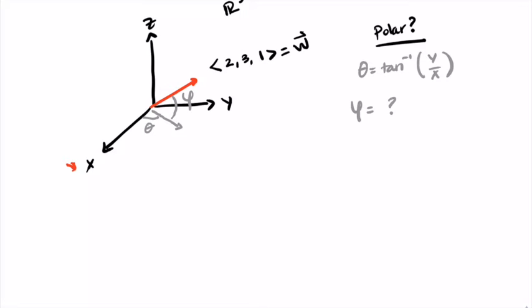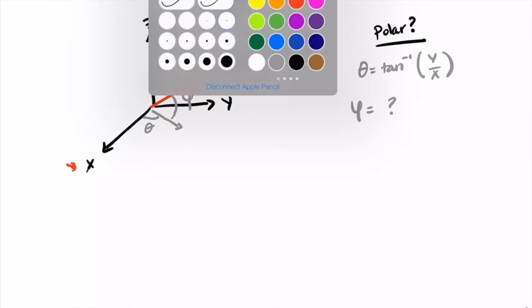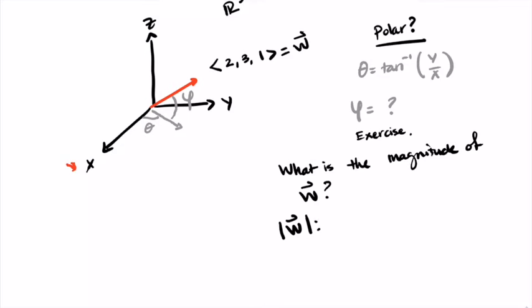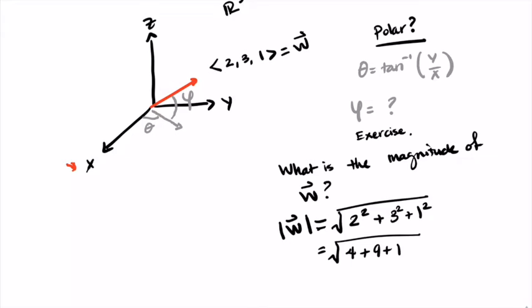I'm going to leave this as an exercise to think about: how should you find phi? Now the question you should also be asking yourself is, what is the magnitude? Just like distance in 3 dimensions, the magnitude in 3 dimensions is actually the same. We're going to take the square root of the sum of the first entry squared, second entry squared, and the third entry squared. This is going to give us the square root of 4 plus 9 plus 1, which is the square root of 14. And that's our length. So let's do some examples.